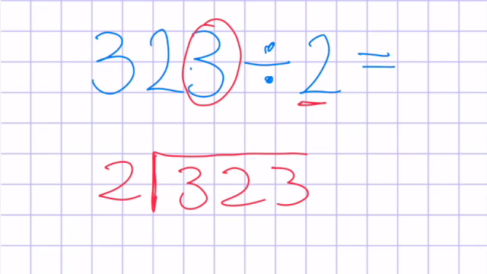2 goes into 3 one time with one remainder. 2 goes into 12 6 times. No remainders. 2 goes into 3 one time, and we have a remainder of 1. So we extend our line there. We put our decimal point here and our decimal point here, and we put a zero there. And our remainder of 1 from the 3 goes here. And 2 goes into 10 5 times. So the answer is 161.5.